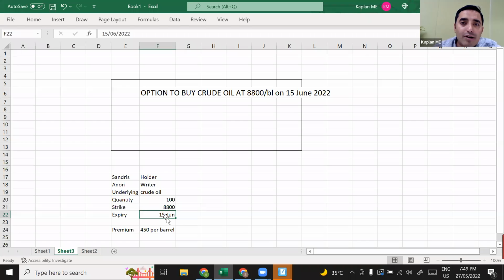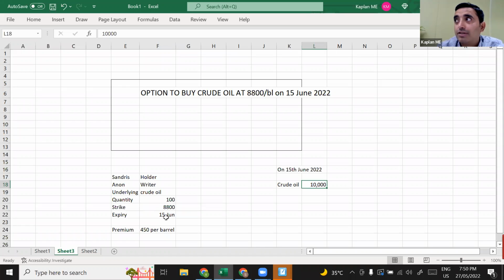Now, what do you really want? You want the underlying to go up. Clear? Imagine on 15th June 2022, clear? Crude oil is worth, let's say, 10,000. Would Sanders be happy? Yes. Why? You have an option to buy it at 8,800. Clear? So what is your profit?